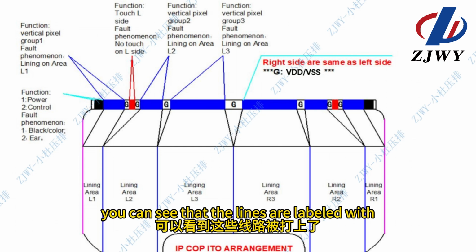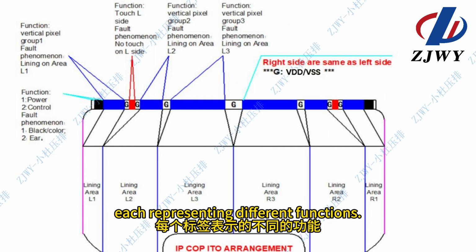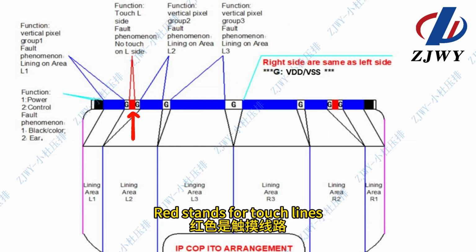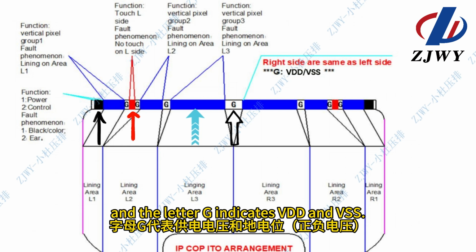You can see that the lines are labeled with red, blue, black, and the letter G, each representing different functions. Red stands for touch lines, blue for pixel lines, black for power supply lines, and the letter G indicates VDD and VSS.